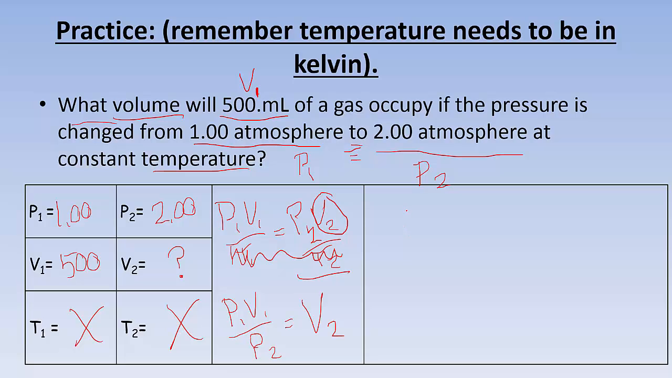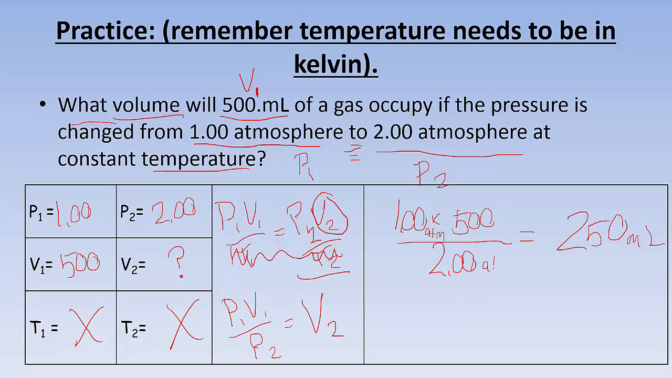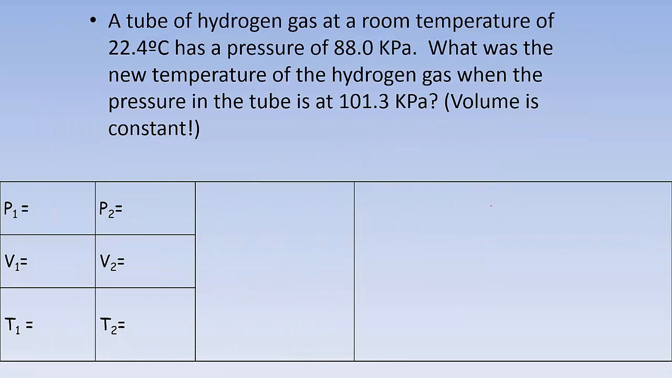Now we can do some plugging and chugging, right? So P1 is 1.0 times V1, 500 milliliters, all over P2, which is 2. And that equals 250 milliliters because we had 1 atmosphere, 2 atmospheres, and 500 milliliters. So atmospheres cancel out, and the units that we're left with are milliliters. Let's take a look at another example.